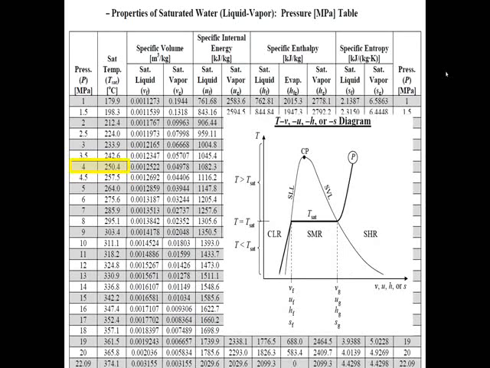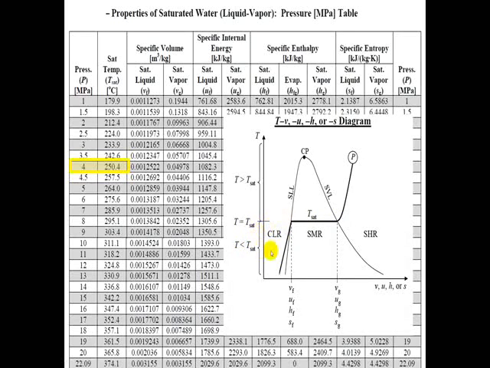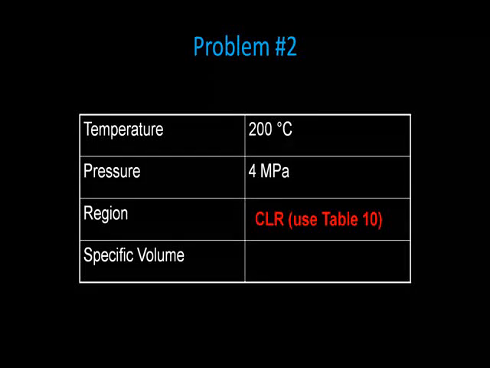Let's go ahead and look at that diagram. At a given pressure, if our temperature is less than our saturated temperature, now we're in the compressed liquid region. Because of that, we're going to use the compressed liquid rule. So we have to use table 10. We can't use table 11. You have to look for the values at that temperature, because pressure is no longer as important as temperature when you're in that liquid form.